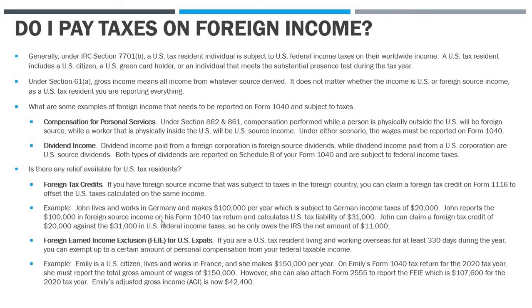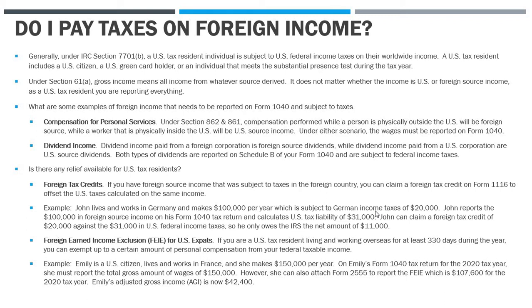Okay, so what's an example of illustrating that point? We have here John. He's a U.S. citizen. He lives and works in Germany, and he makes $100,000 per year, which is subject to German income taxes, and he pays $20,000 in German income taxes.